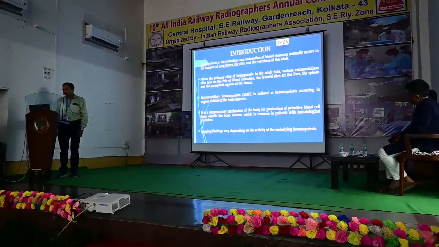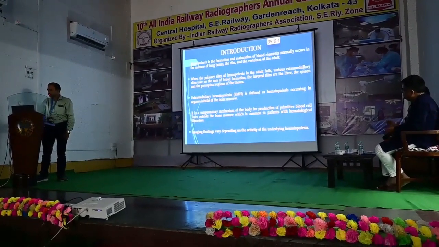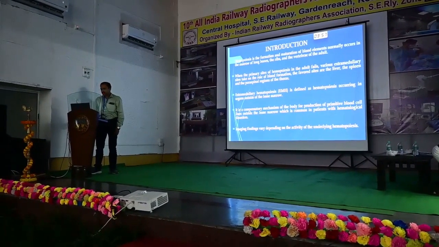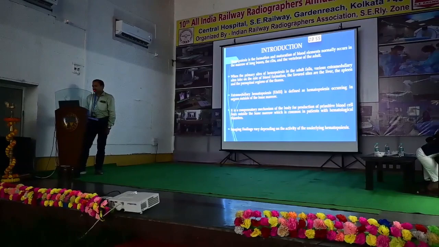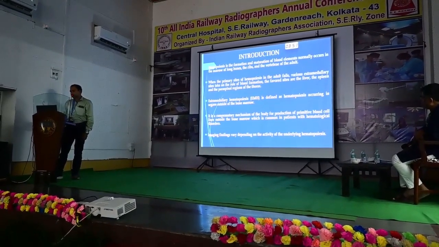Extramedullary hematopoiesis, that is EMH, is defined as hematopoiesis occurring in organs outside of the bone marrow. It is a compensatory mechanism of the body for production of the primitive blood cell lines.